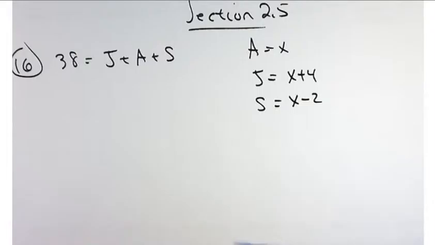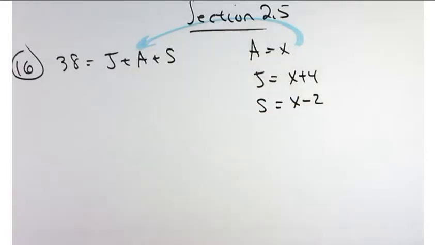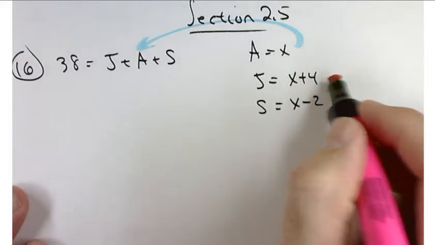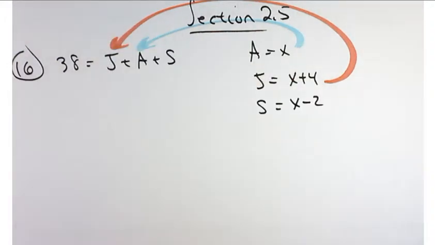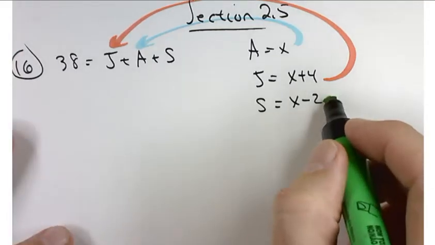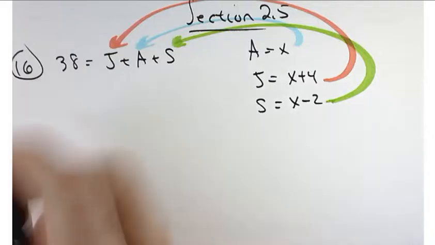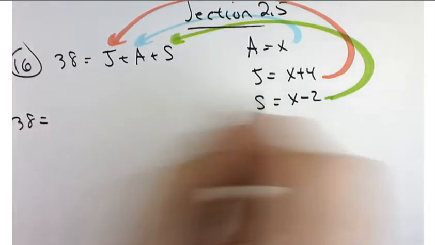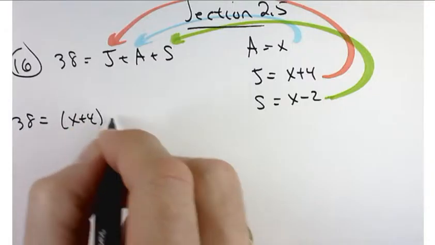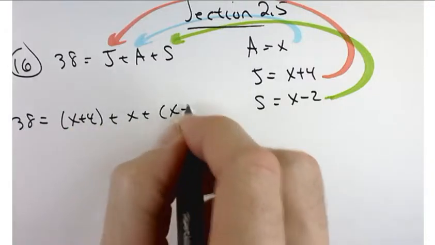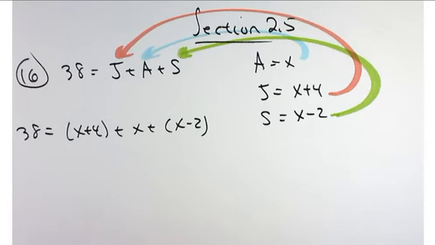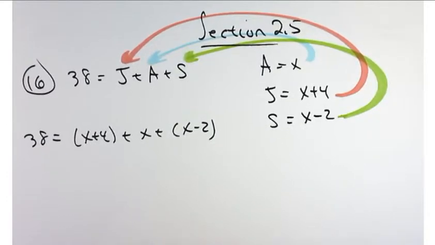So we can plug all these things in here. There's your A. Here's your J. Here's your S, etc. So we're going to do some substitution. We're going to get 38 equals X plus 4 plus X minus 2. What's the benefit of this new equation? Yeah, it just has one variable. It only depends on X.